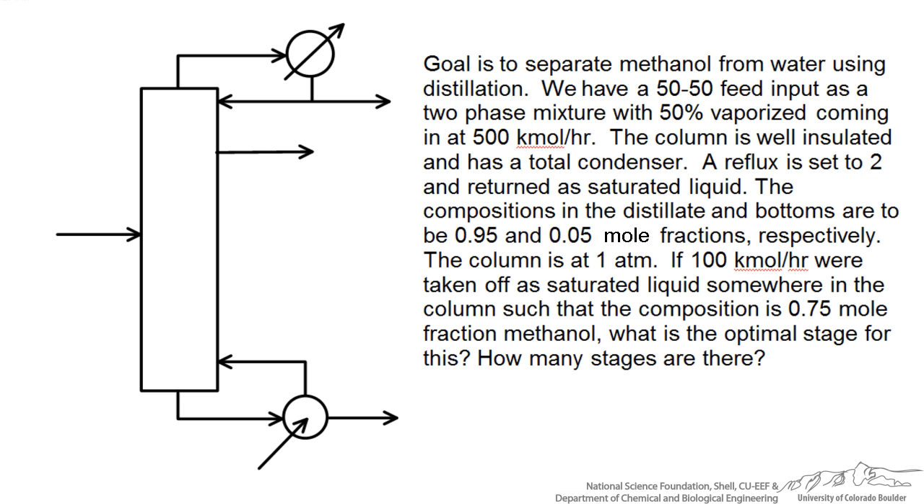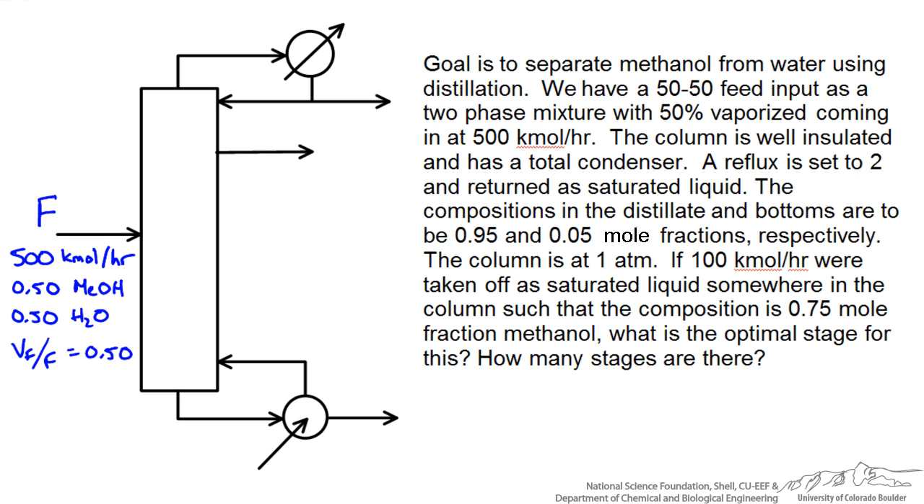So here we have a problem where we have methanol and water being fed into a distillation column. You can read the details of the problem statement and go along as we move through the problem. But the main point here is that we are looking to figure out where the optimal stage is to pull off a side stream with a certain composition that's different from the distillate and the bottoms. So first things first, we should draw a diagram and label it appropriately.